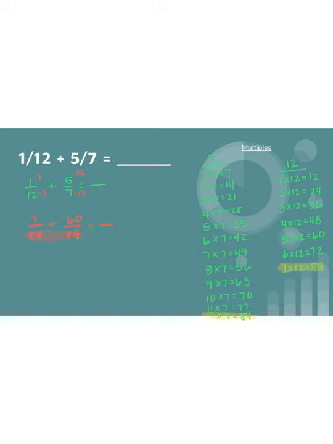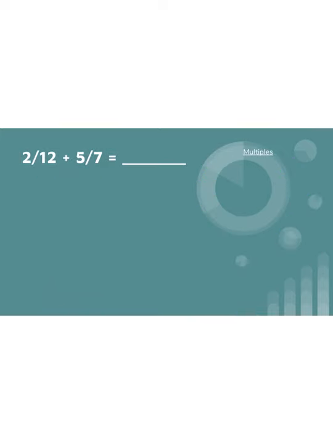Whoops, I changed color by accident. Those are both in 84. I can go ahead and write an 84 right there. And then 7 plus 60 is 67. Well, I know nothing will go into both 67 and 84, so I'm just going to leave that as my final answer.